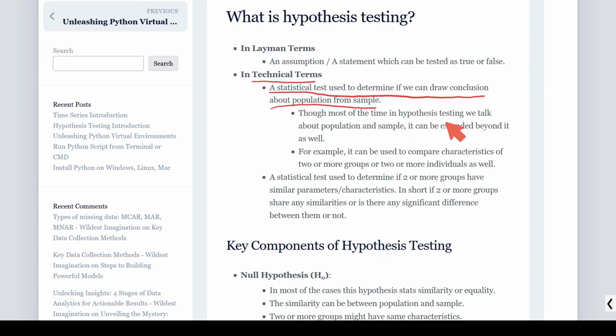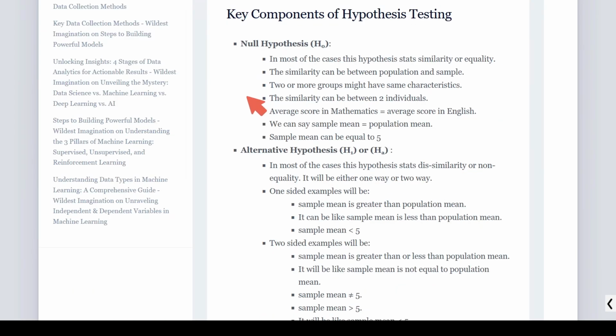Most of the time, hypothesis testing talks about population and sample, but it can be extended beyond that as well. For example, it can be used to compare characteristics of two or more groups or two or more individuals. Next, we are going to discuss key components of hypothesis testing.